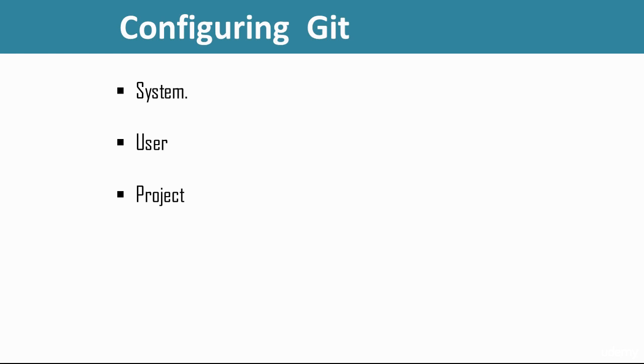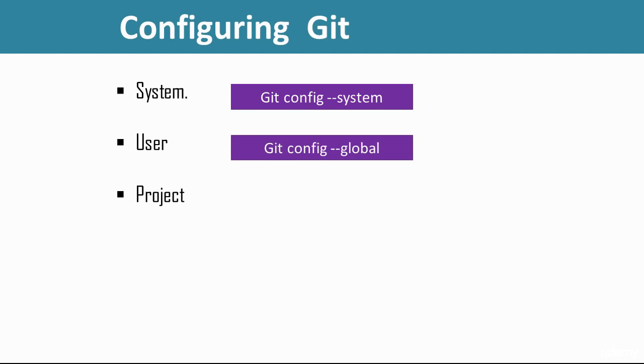Git has a special command that you can use to make configuration changes. If you're making configuration changes on the system, the command you need to use is git config --system. If you are making configuration changes to the user, the command you need is git config --global. Global indicates it's global to the user. It doesn't mean the entire system. If you're making configuration changes at the project level, all you need is just git config.